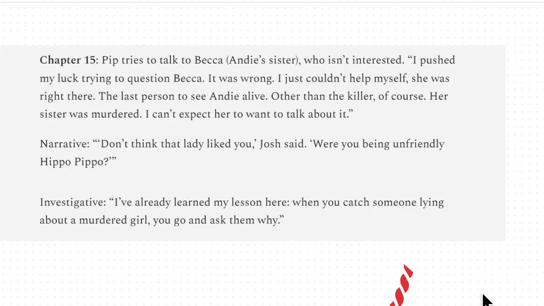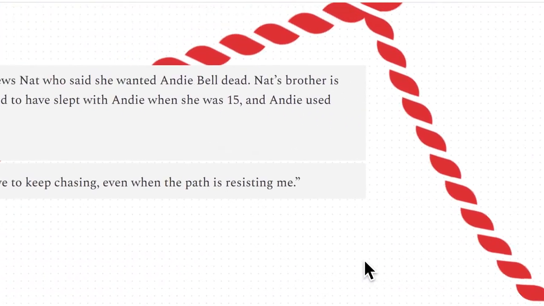In the investigative portion here, Pip talks to Becca's best friend and learns more about the Bell family. The dad sucks, is basically what she learns. She also hears that Becca went to a party and needed the morning after pill the next day. "I've already learned my lesson here. When you catch someone lying about a murdered girl, you go and ask them why." So here we have our revelation, which is Max lied, decision, go and ask them why, and new goal, get the truth from Max.